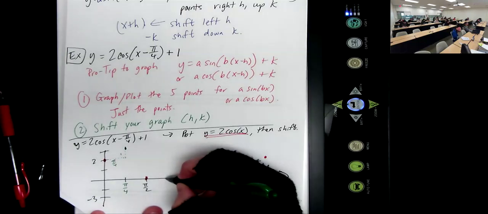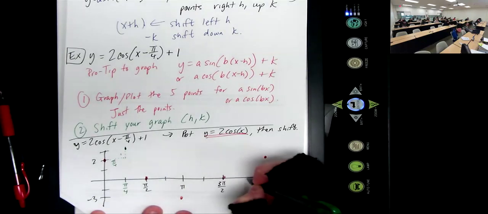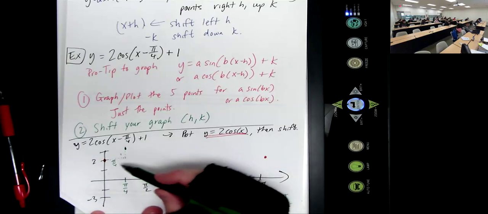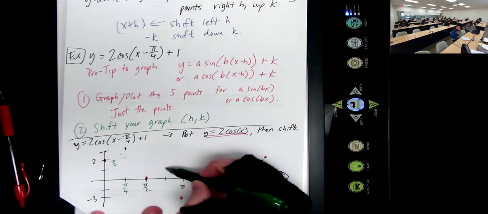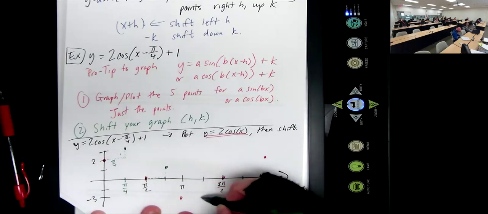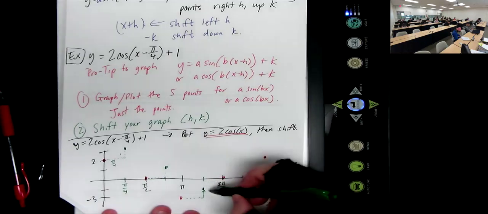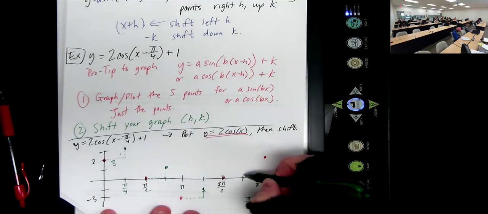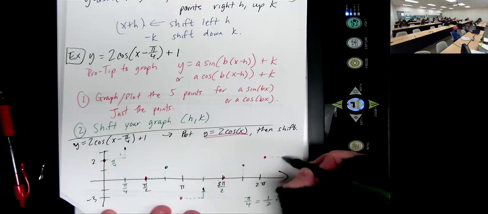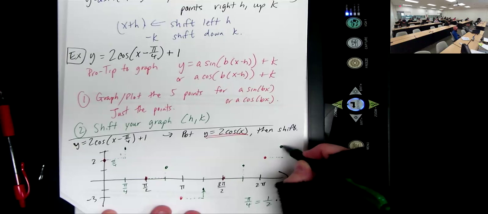In fact, pi over 4 is gonna be the midpoint between each of these. Each one is a pi over 4. So our next point goes pi over 4, up 1. This one goes pi over 4, up 1. This one goes right pi over 4, up 1. And this one goes right pi over 4, up 1.